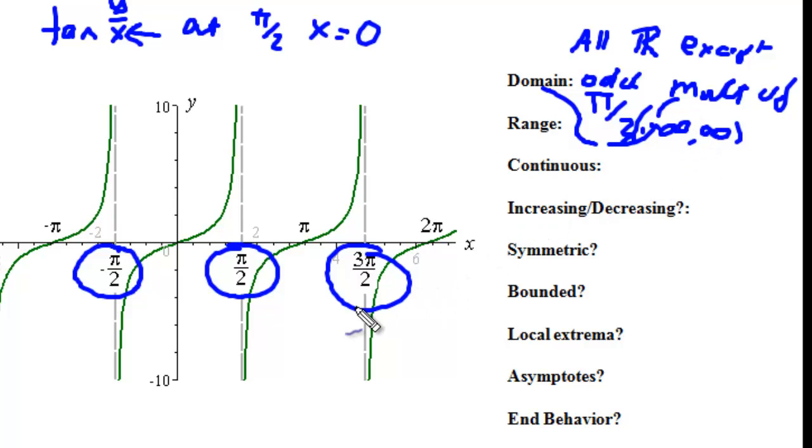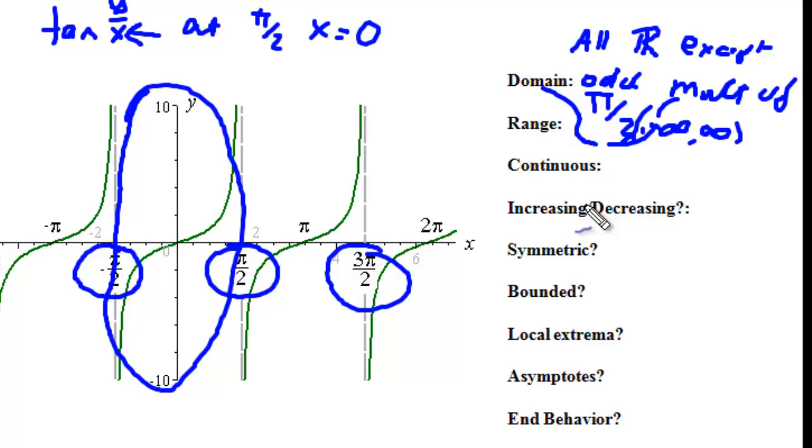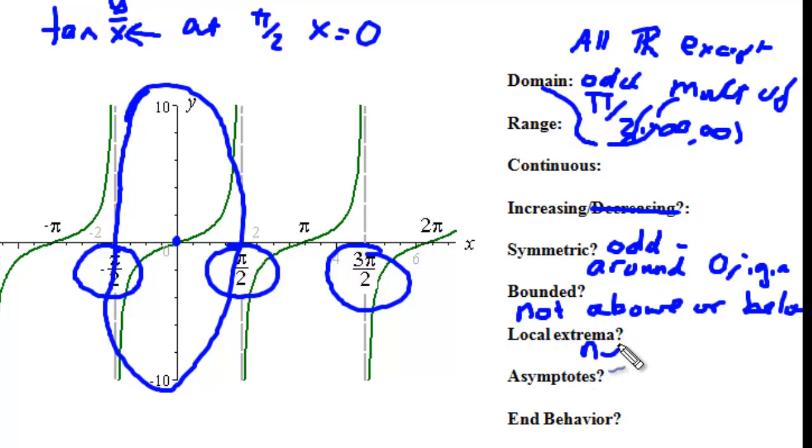It is continuous on each interval. It is increasing on each interval. It is symmetric. It has odd symmetry, symmetric around the origin. It is not bounded above or below. There are no local extrema.